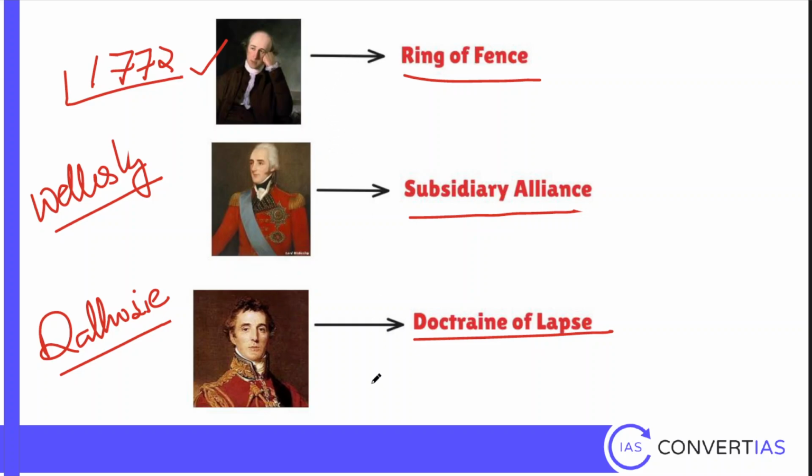So these three people, three of them are imperialist rulers. That's why I invoked the term in the beginning. When you call a ruler imperialist, remember that these are people who are trying to expand or dominate. And they have come up with different strategies for that. Ring of fence, subsidiary alliance, doctrine of lapse. Let's start with the ring of fence.